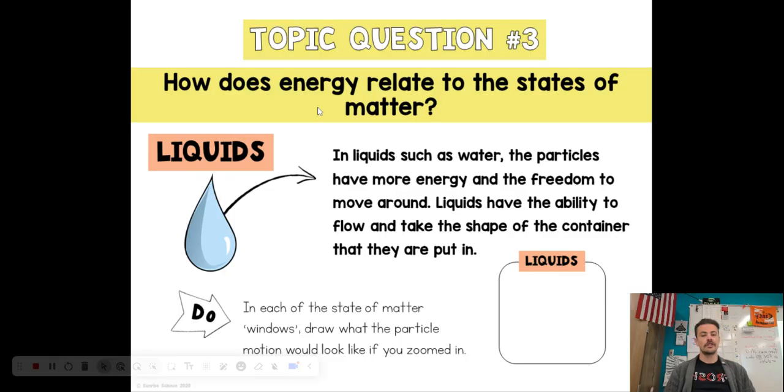In liquids, such as water, the particles have more energy and the freedom to move around. Liquids have the ability to flow and take the shape of the container that they are put in. So in this box, draw liquids and the particles that liquid would have. Remember, it has the ability to move around a little bit more than solids and is a little less tightly packed than solids are.